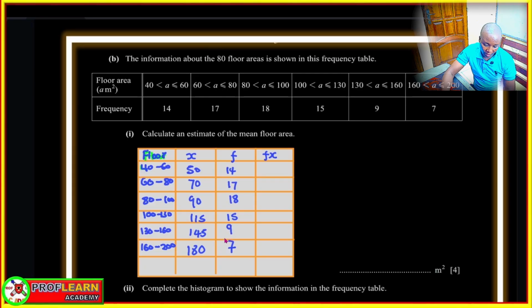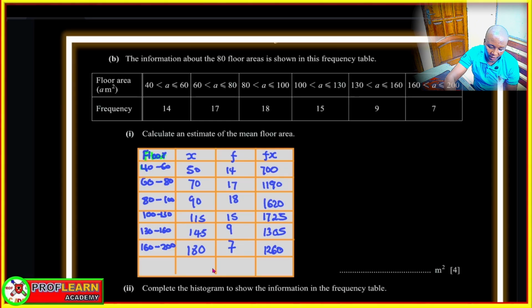But for us to find fx, it means we're going to take 14 times 50, which is going to give us about 700. And then we shall have 70 times 17, 1190. Then we have 90 times 18, which is going to give us around 1620. Then we have 115 times 15, which is going to be 1725. We work out that 145 times 9 is going to give us 1305. And we finish with 1260.